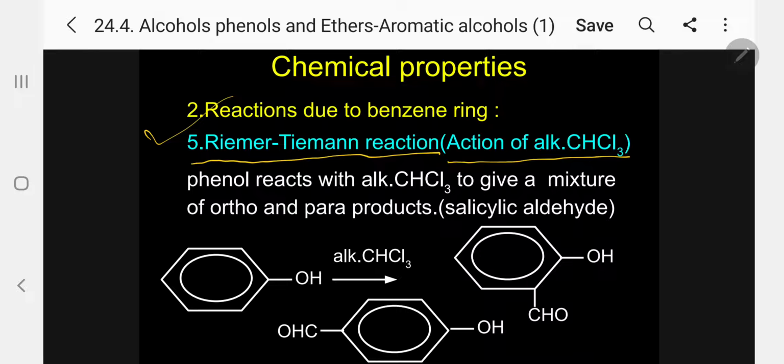Reimer-Tiemann reaction, action of alkaline chloroform. Phenol reacts with alkaline chloroform to give a mixture of ortho and para products, that is called salicylaldehyde. This is ortho salicylaldehyde, and this is para-hydroxybenzaldehyde. Please follow. This is very, very important. Once we get this aldehyde, it is easily oxidized to salicylic acid and para-hydroxybenzoic acid.